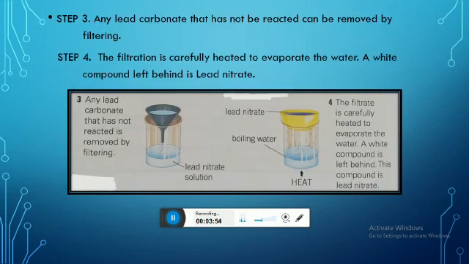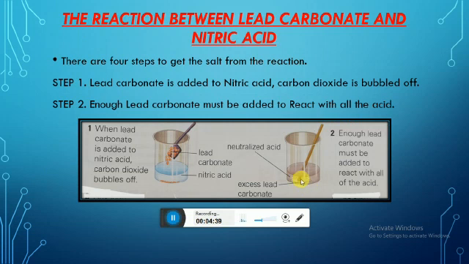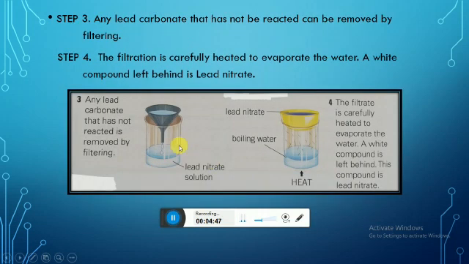Now the third step. As I told you, the lead carbonate at the bottom was not reacted, and after the change of color, the lead carbonate present at the bottom that has not reacted can be removed by filtering. So here we use the filter. Through filtering we can get out the remaining solution. So the excess lead carbonate present at the bottom is removed through this filtering process. This is the third step.